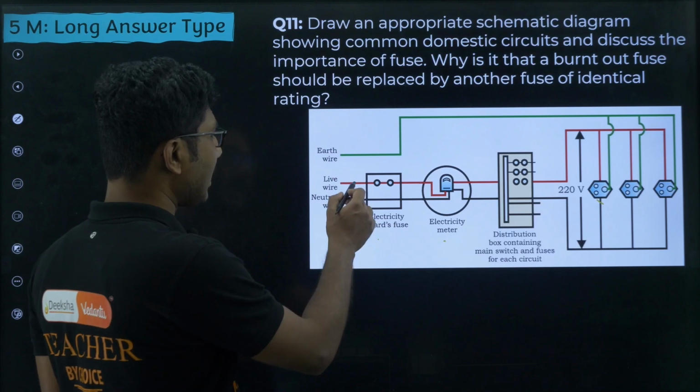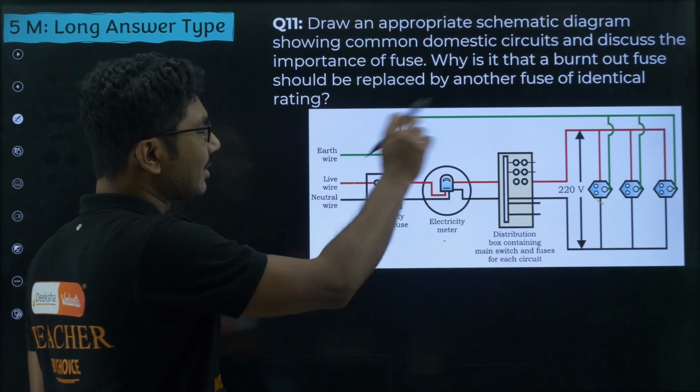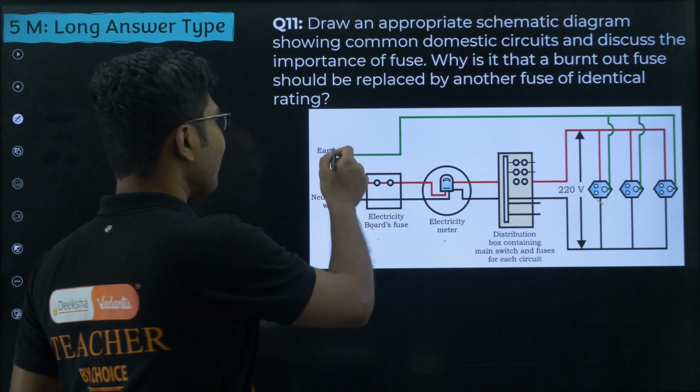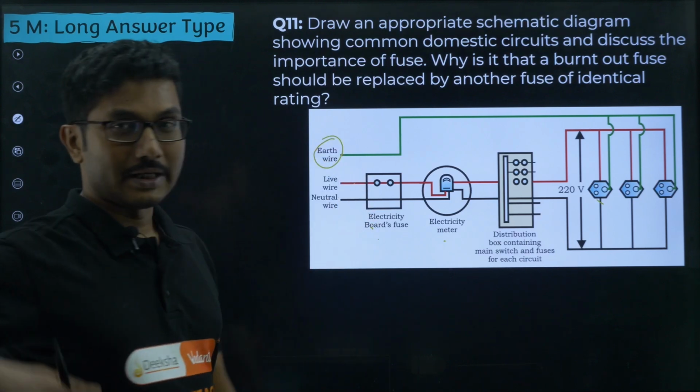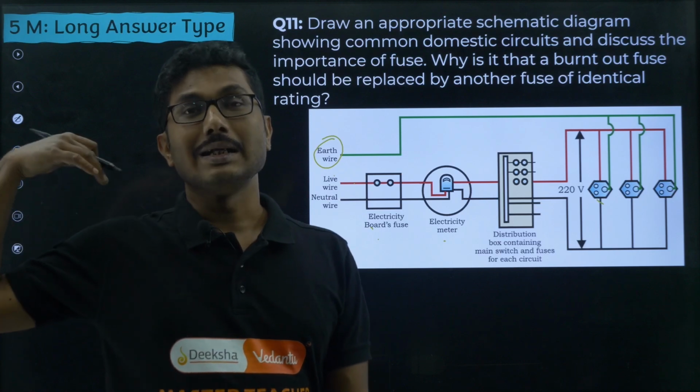So, this is a fuse circuit for all the circuits, and from here you are getting two circuits. This is the live wire, as you can see, red is live wire, black is neutral wire. This is the earth wire. Earth wire is done by your side, at your home, whereas this live wire and neutral wire are coming from the electric supply.